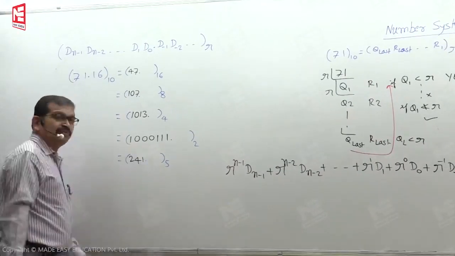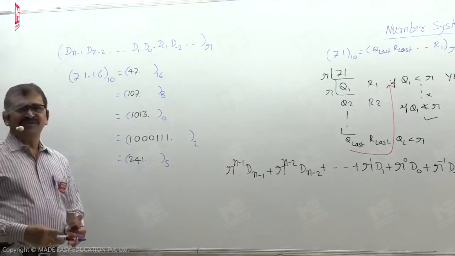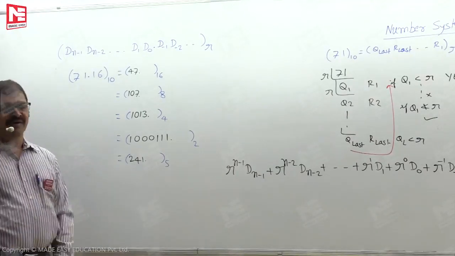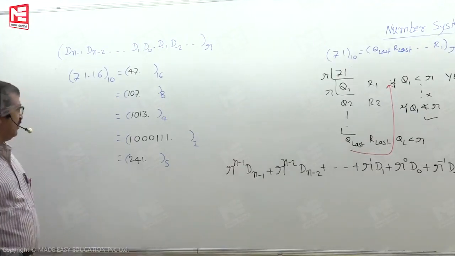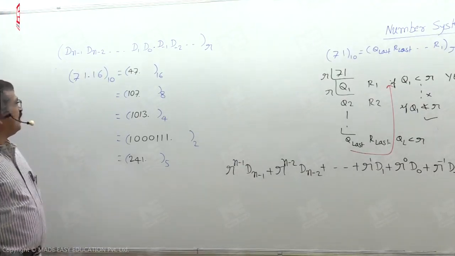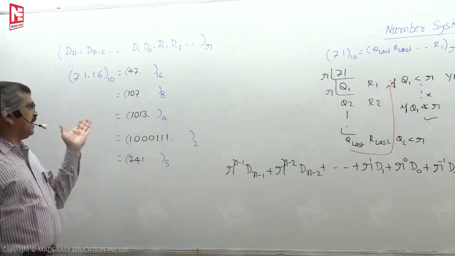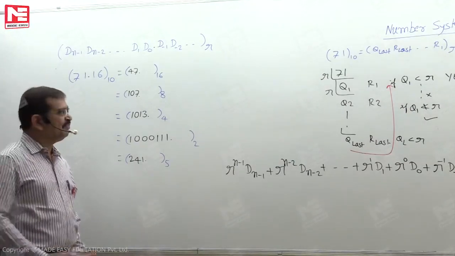So that is the general procedure to convert the integer part of the given number to the equivalent radix-r number. Now let us come to the conversion of the fractional part of the number to the equivalent radix-r number.